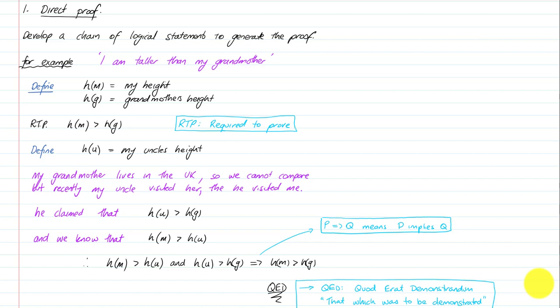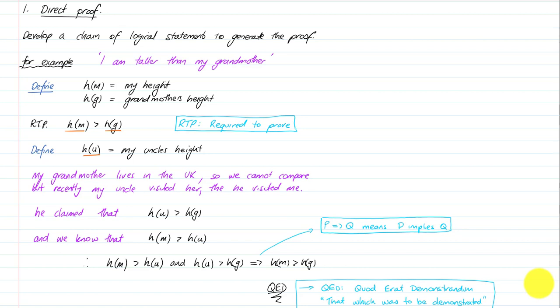But here's another way we could look at it that is a direct proof via a middle point or a middle fact. Okay? So my claim is that my height is greater than my grandmother's height. And so this is RTP, which means required to prove. You don't need to say RTP, but you'll see that pop up in some proofs. Now, I'm going to make the statement that I also have some information about my uncle's height. So I'm calling that HU.